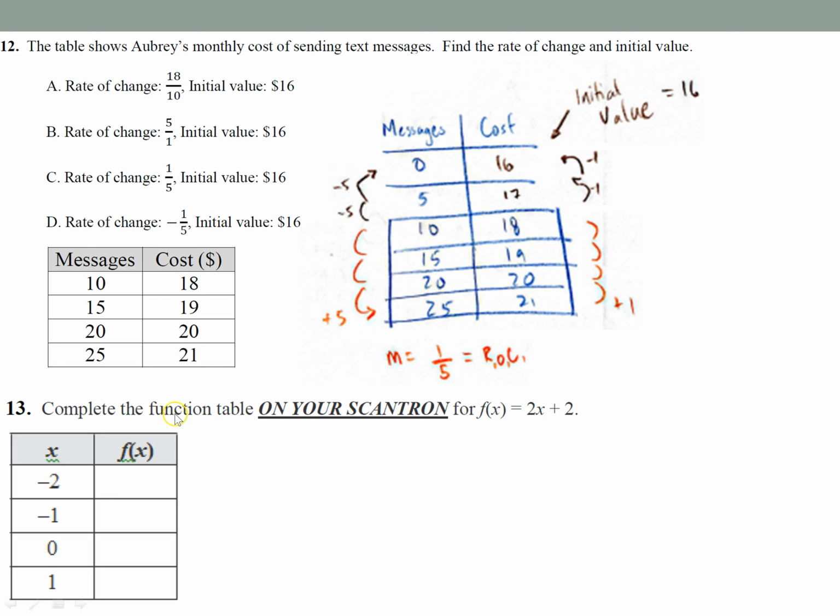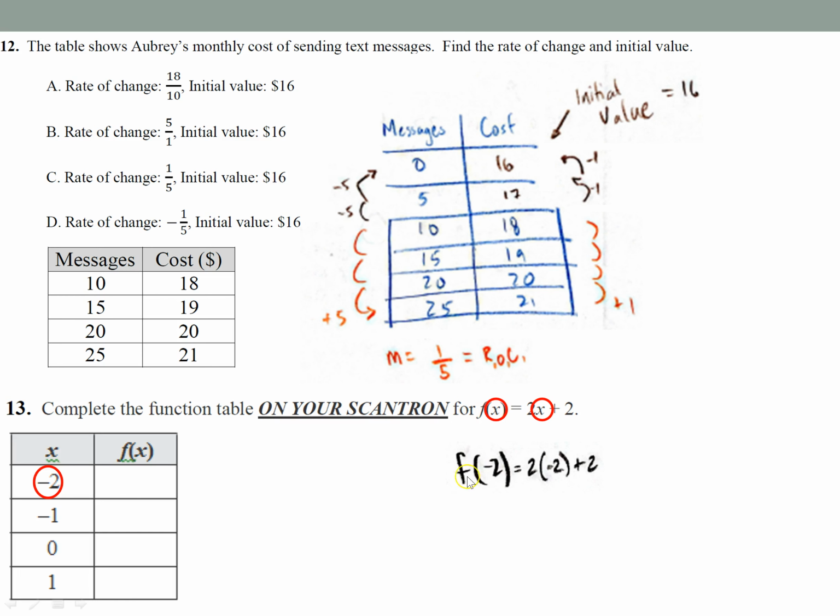Which brings us to 13, 14, and 15. Now 13 is something that I'm not going to show all the work for, but I will show the work for the first problem, which is x is equal to -2. And I'm going to substitute that into my function for both of these x's. And you'll see that work here.